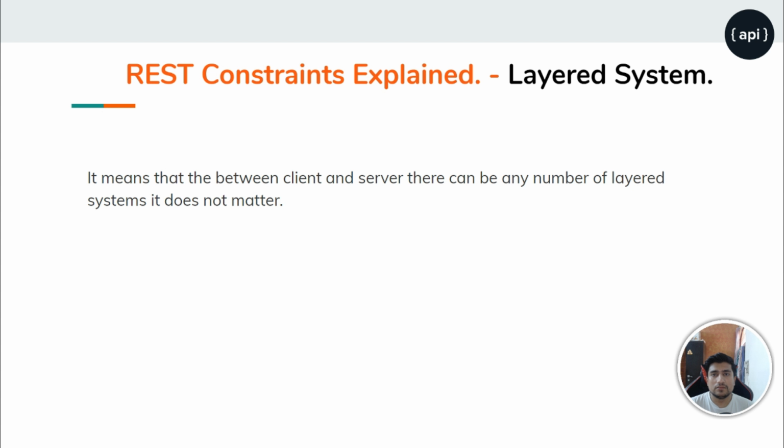And this is the layered system constraint. It means that if there is a client and a server, we can have any number of layers between them. For example, if we want to include a security layer between them, we can have it. As you can see in the slide, we can have any kind of layer between the client and server. It doesn't matter, as long as there is a client and a server, we can have this API as RESTful, right?